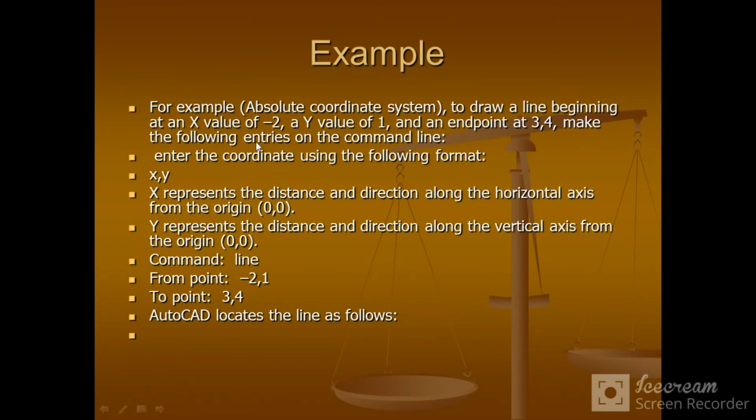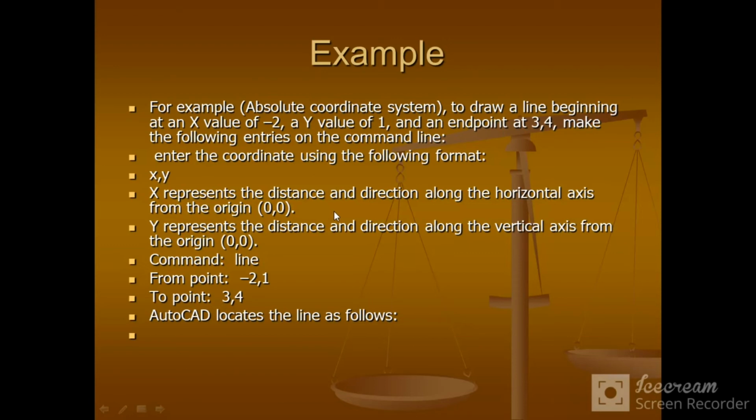For example, absolute coordinate system: to draw a line beginning at the X value of -2 and a Y value of 1 and an end point at 3, 4, make the following entries on the command line. Enter the coordinates using the following format: X, Y.